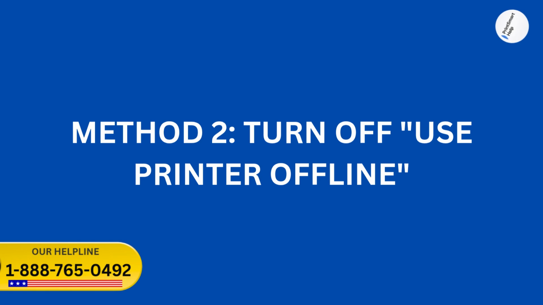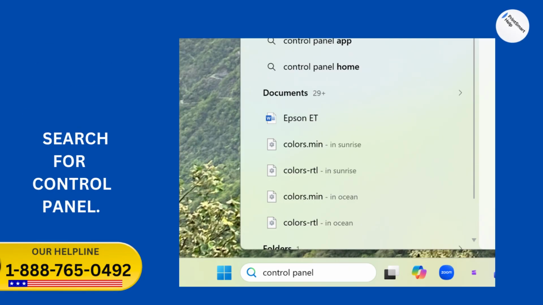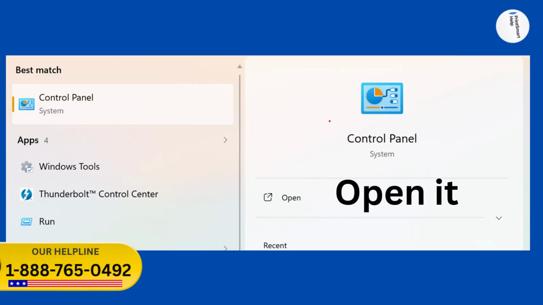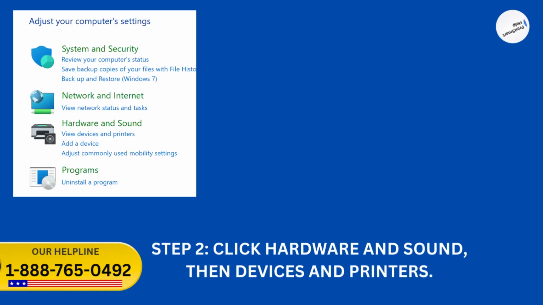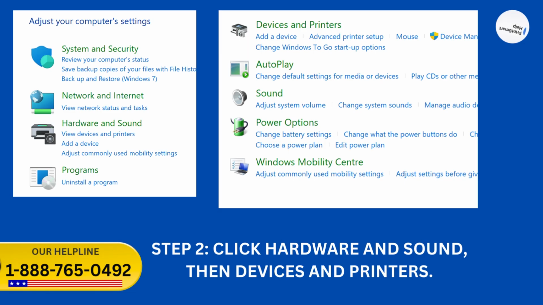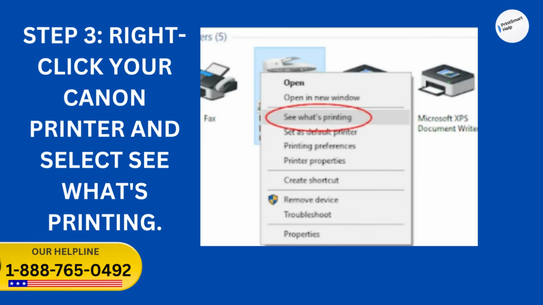Method 2. Turn off Use Printer offline. Step 1. Open the Start menu and search for Control Panel. Step 2. Click Hardware and Sound, then Devices and Printers. Step 3. Right-click your Canon printer and select See What's Printing.